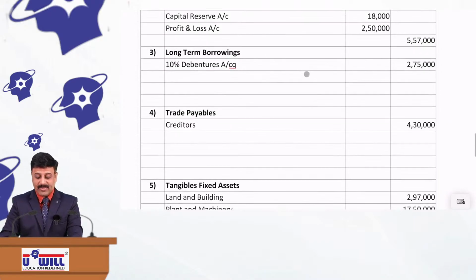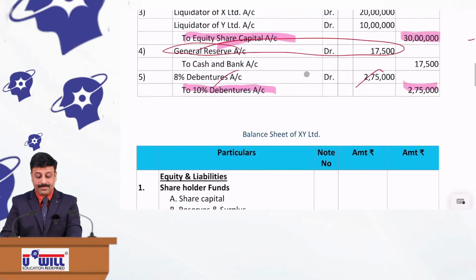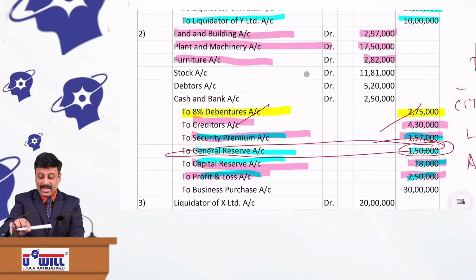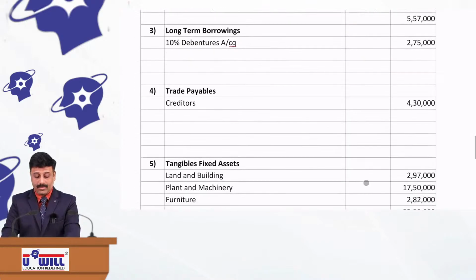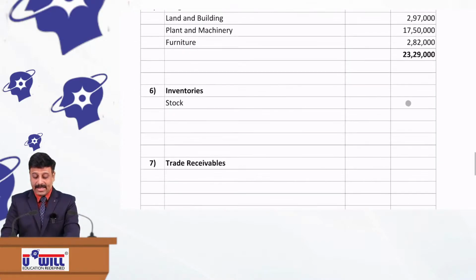From the journal entries, we can directly see that stock is 11,81,000. So stock of 11,81,000, that itself is the total.